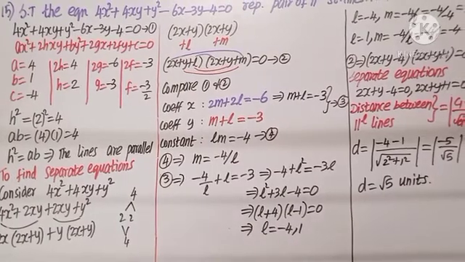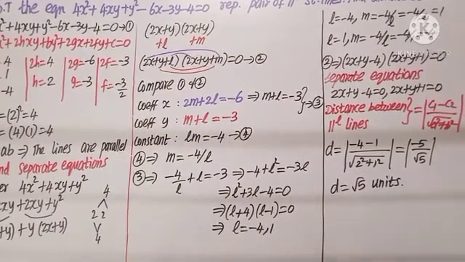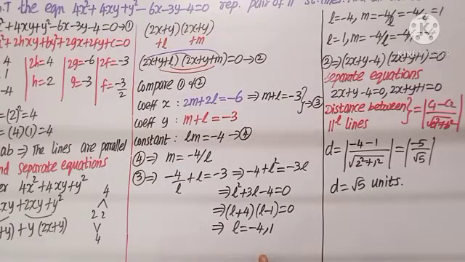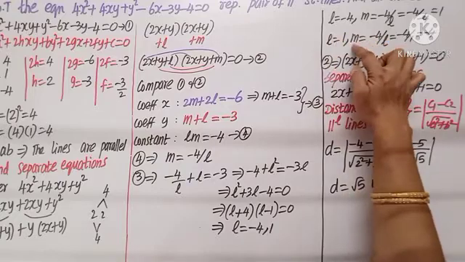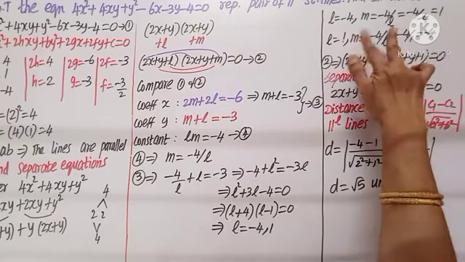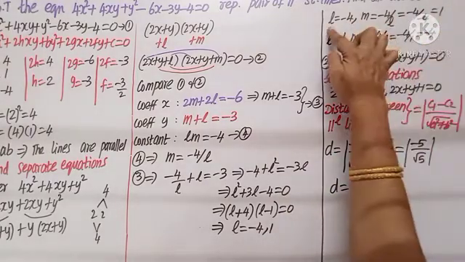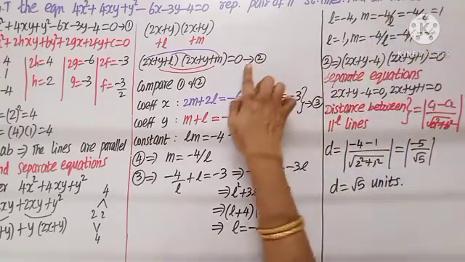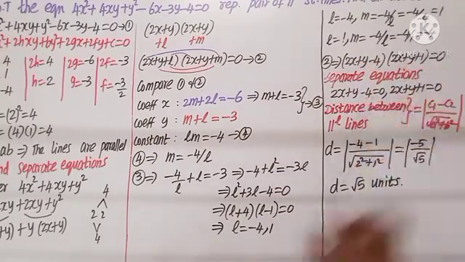Once I know the L value, substitute. M is equal to minus 4 by L. As we check, L is minus 4, M will be 1, or L is 1, M will be minus 4. Because they are parallel, we get the same answer. Consider any two values, L as minus 4 and M as 1. So this I substitute in the second, and I get the separate equations like this.